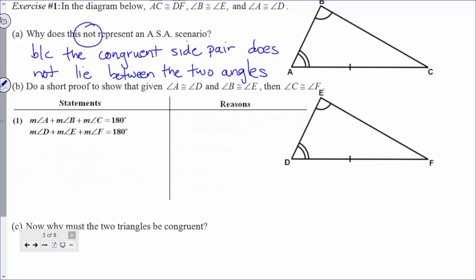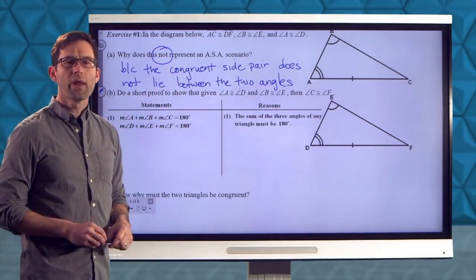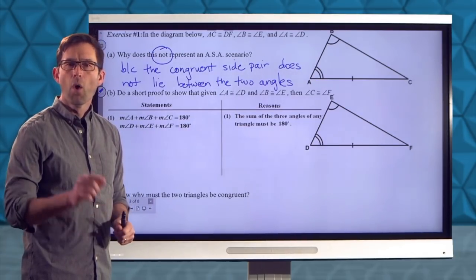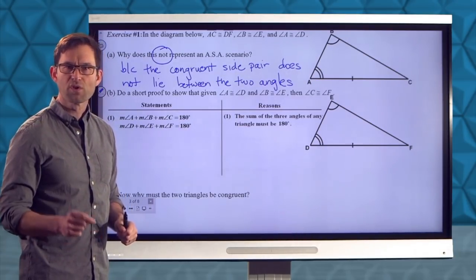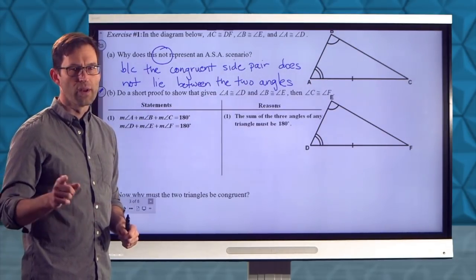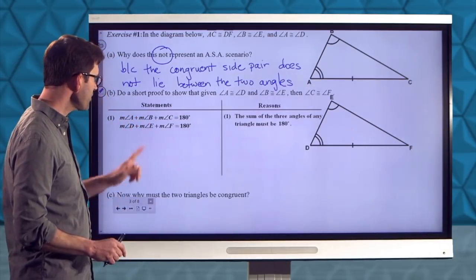Measure of angle A plus measure of angle B plus measure of angle C equals 180. Measure of angle D plus measure of angle E plus measure of angle F equals 180. Why? Because the sum of any three angles of a triangle is always equal to 180 degrees, right? Once we've proven something in this course, we can use it. If you prove it, you can use it. If you haven't proven it, you shouldn't use it. So, we know this is true.